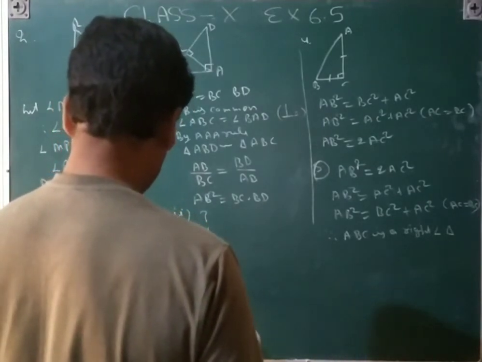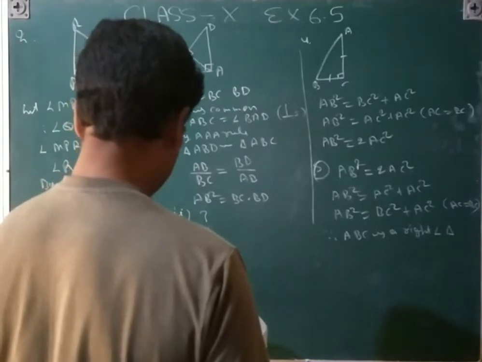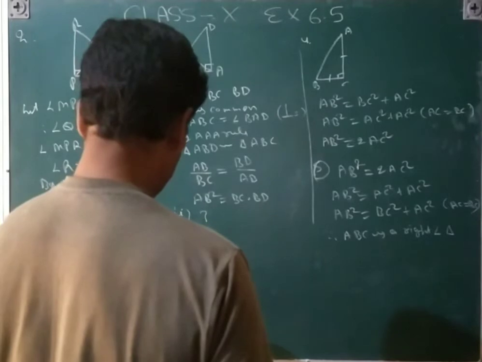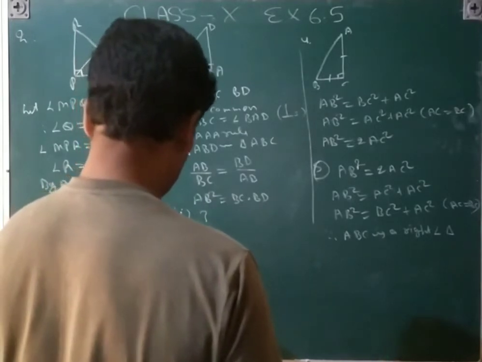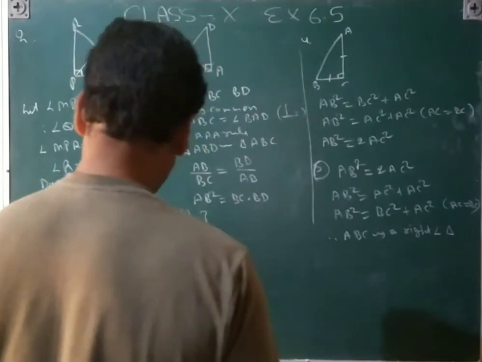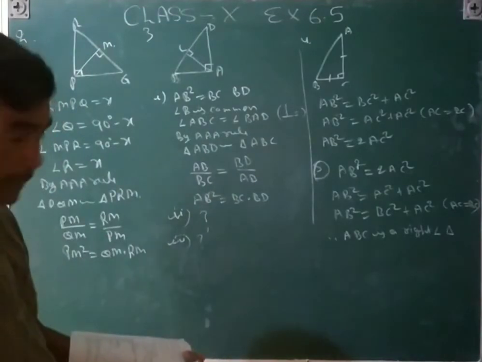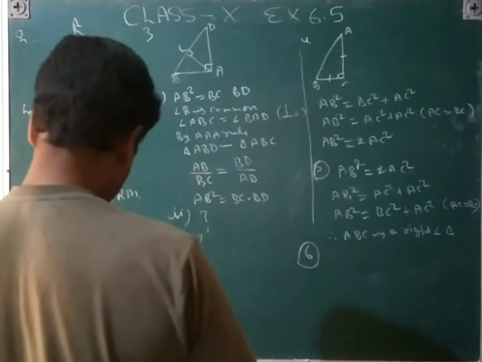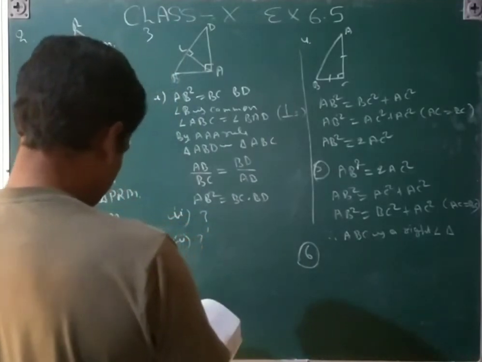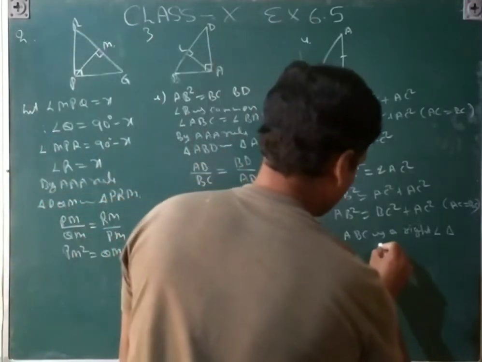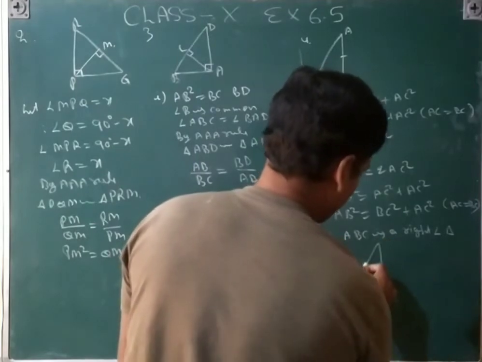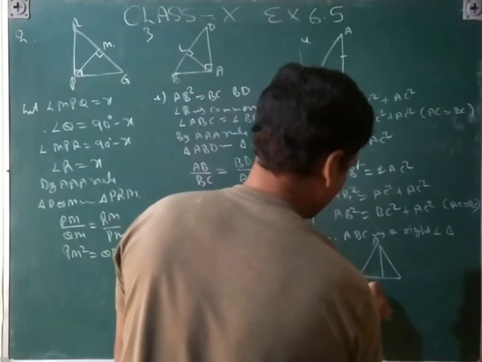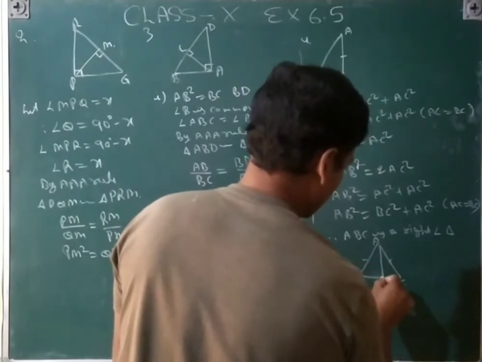Next, ABC is an equilateral triangle of side 2a, find the length of its altitude. Sixth question: we can see here ABC is an equilateral triangle of side 2a. Equilateral triangle means all sides are equal. A, B, C, this and this side are equal. This is the perpendicular.